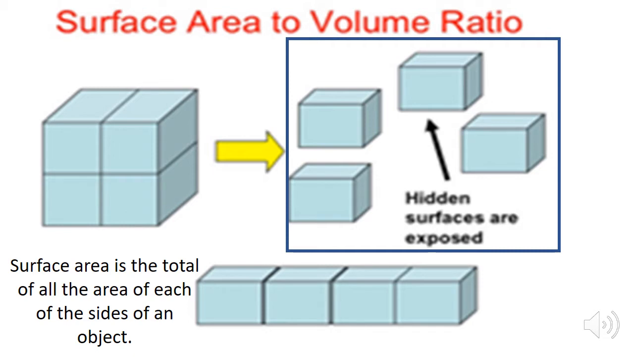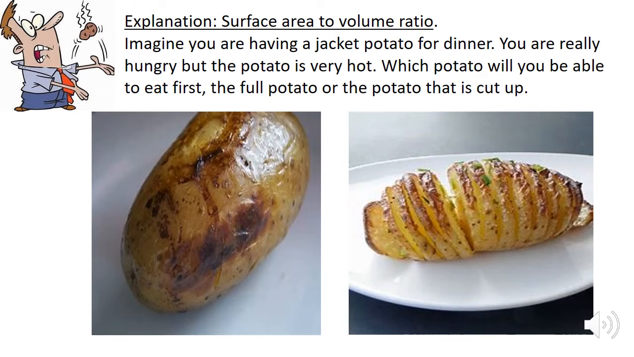So we would say on the left, there is a smaller surface area to volume ratio, whereas on the right, when we split those cubes into the smaller 4 cubes, there is a larger surface area to volume ratio. So if we were to put this into context, I want you to imagine that you're really, really hungry and you're having a jacket potato for dinner. Now, the problem is that this potato is extremely hot. Which of these potatoes do you think you will be able to eat first?